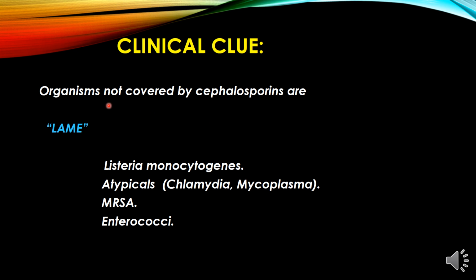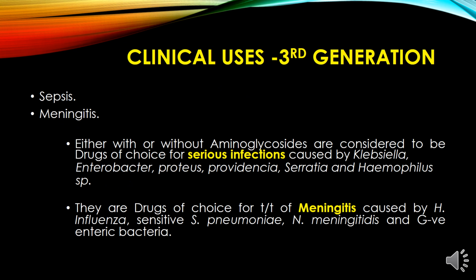These are the microorganisms which are not covered by this generation of cephalosporins, and to memorize them, the name is LAME. L for Listeria, A for atypicals like Chlamydia and Mycoplasma, M for MRSA and E for Enterococci. MRSA is covered only by the fifth generation. So you have to remember it is the latest generation and it covers MRSA.